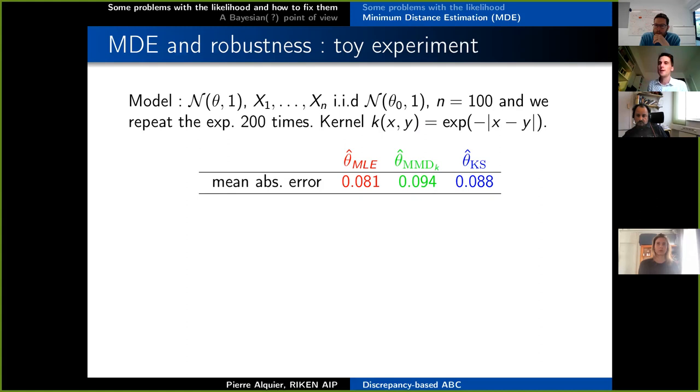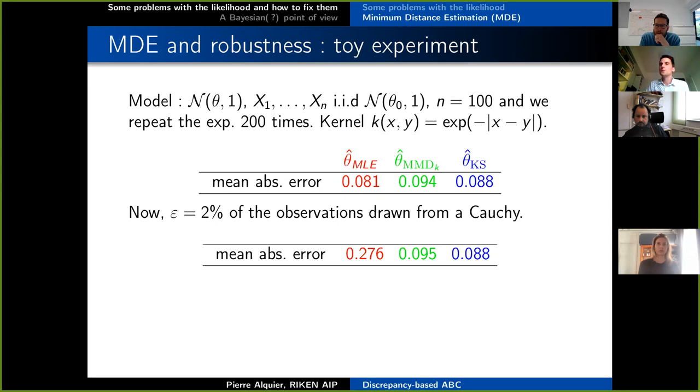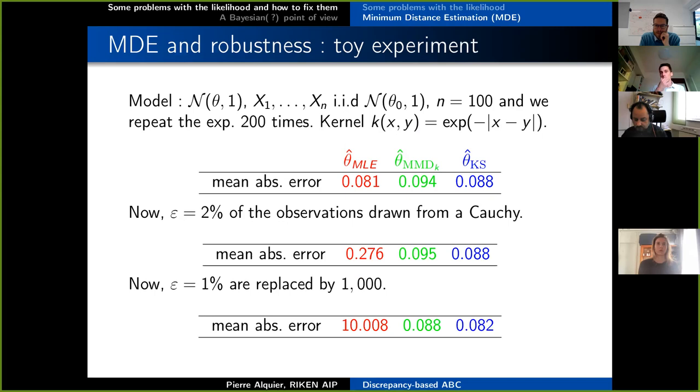Now I add 2% of observations from a Cauchy distribution. Observe that the one based on KS is lucky, even the third decimal does not change. MMD changes a little, but the MLE is terrible. And I did even worse: 1% of observations contaminated, from a point that is the worst for the MLE, a point almost at infinity. One observation is replaced by 1,000. Then the mean squared error of the MLE becomes absolutely terrible, but you see that MMD and KS are still doing well.